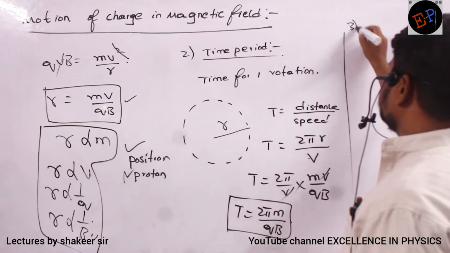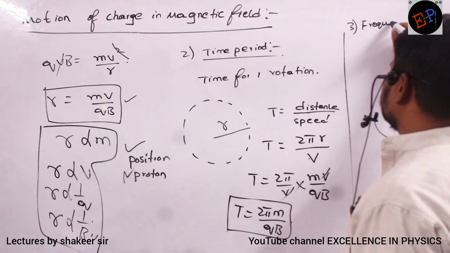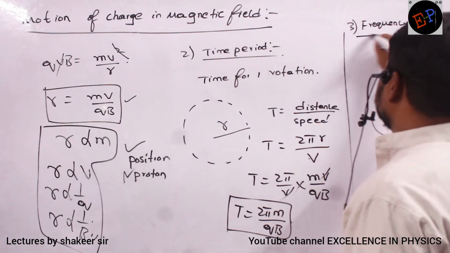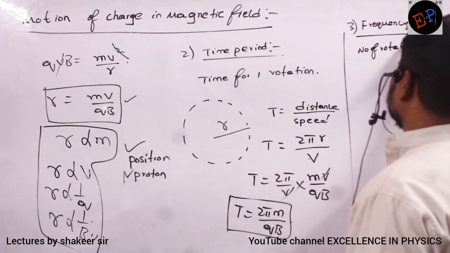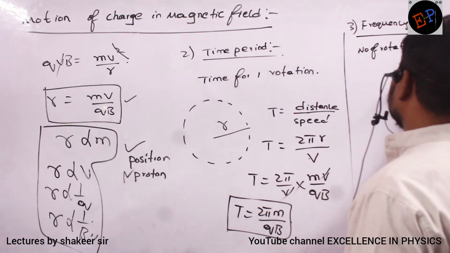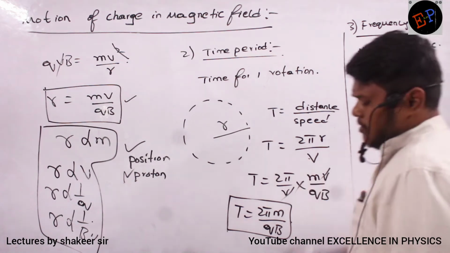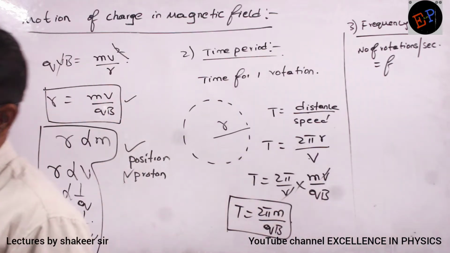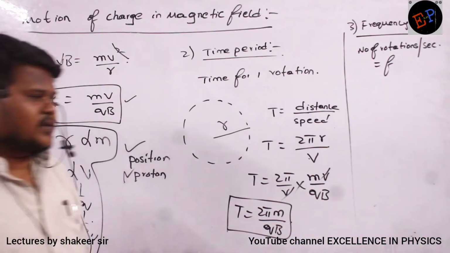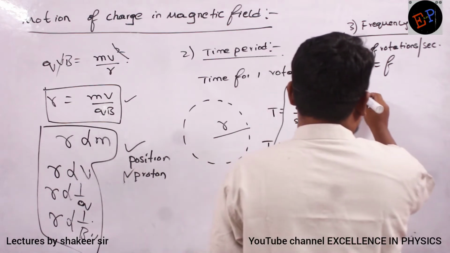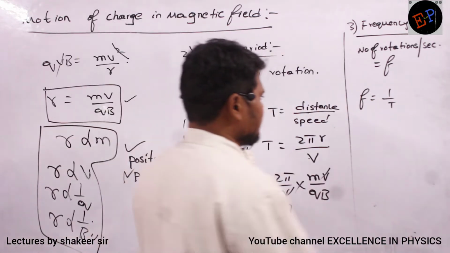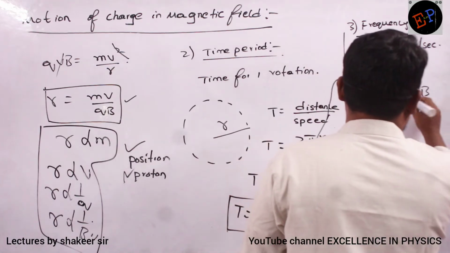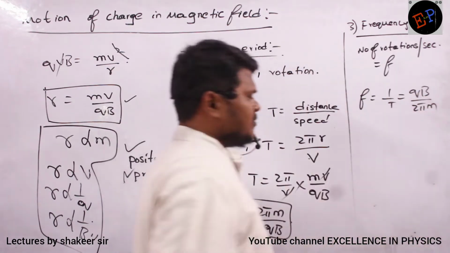Third application is frequency of charge. Frequency means what? Number of rotations per second is called frequency. It means that this charge will rotate how many times in a second. So what is the relation between T and f? f is equal to 1 by T, the reciprocal of the time period. So just take the reciprocal of this. So therefore qB divided by 2 pi m. This is the equation of frequency.